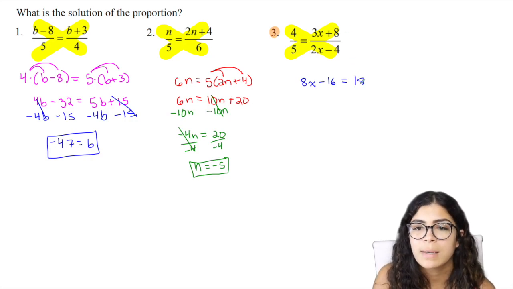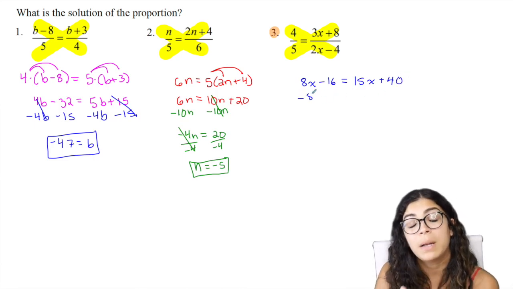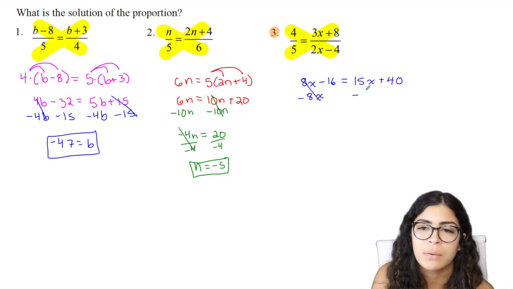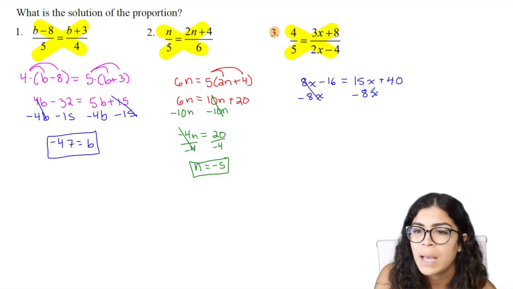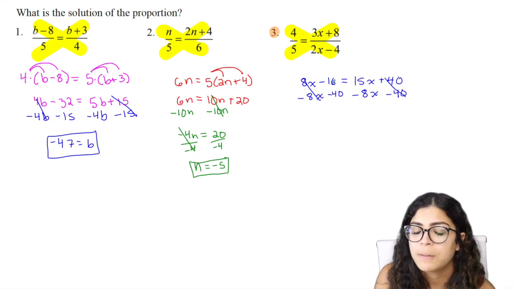And then we subtract 8x on both sides to bring the x's over to the right. I'm bringing the 8x over to the right, that way I have a positive value of x, but you could technically bring over the 15x to the other side. And then I'm going to bring over the constant to the left by subtracting it. Negative 16 minus 40 would be negative 56. And 15x minus 8x would be 7x. Divide by 7 on both sides. We end up with negative 8 equals x.